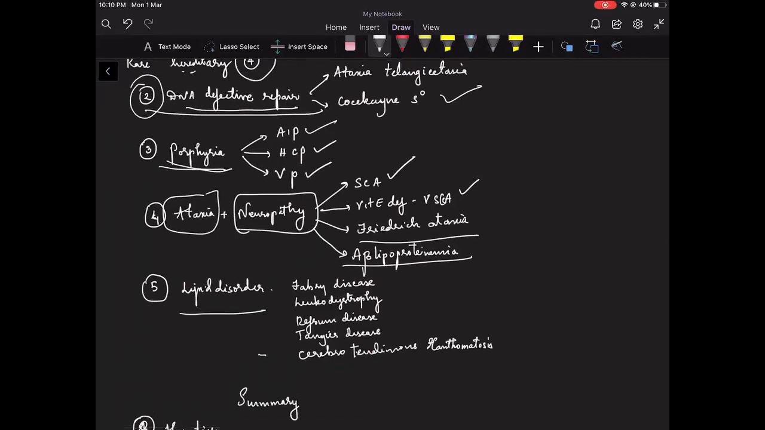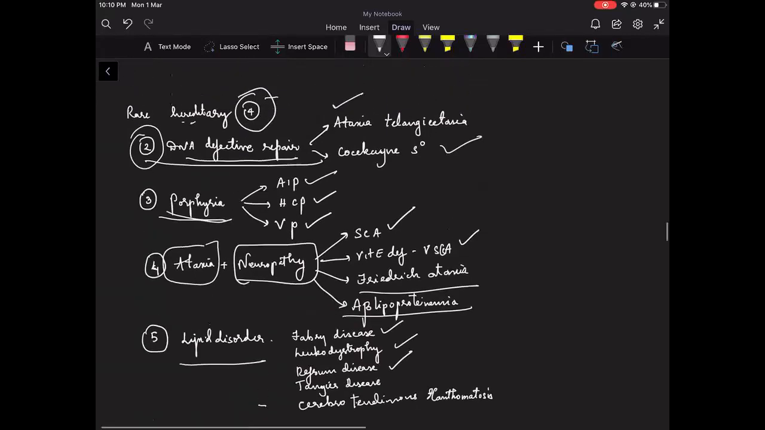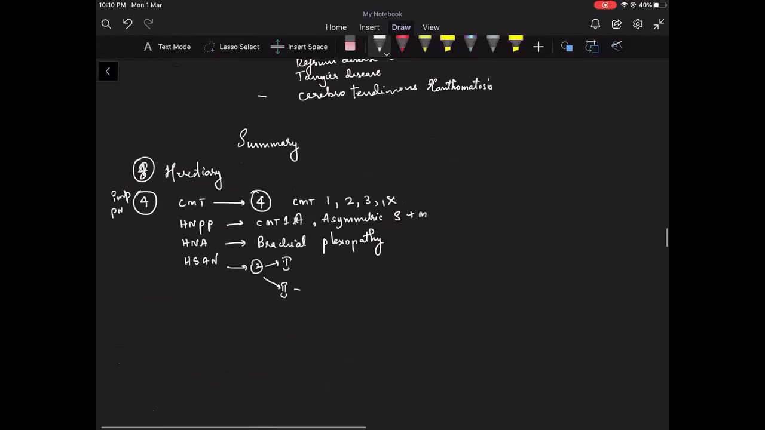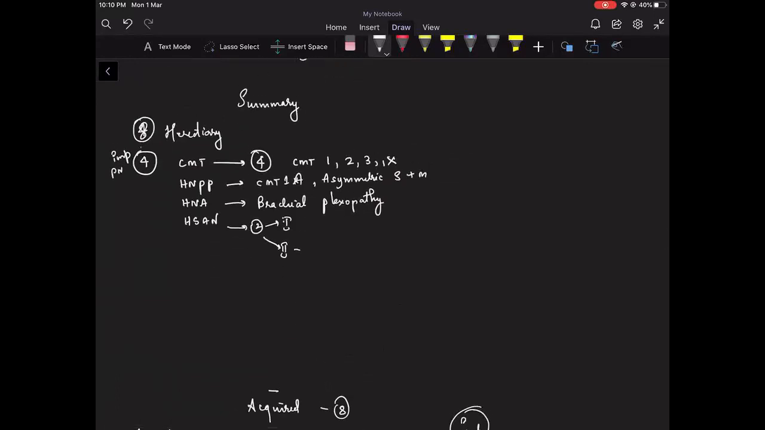Other metabolic disorders where there is lipid accumulation are Fabry disease, leukodystrophy, and Refsum disease. These are the rare diseases. So to summarize, we have completed all the hereditary types, and under that we have studied 4 important ones. One is Charcot-Marie-Tooth disease. Under that there are 4 varieties: CMT1, 2, 3, and X variety. CMT4 we have not discussed much because it occurs in childhood only.